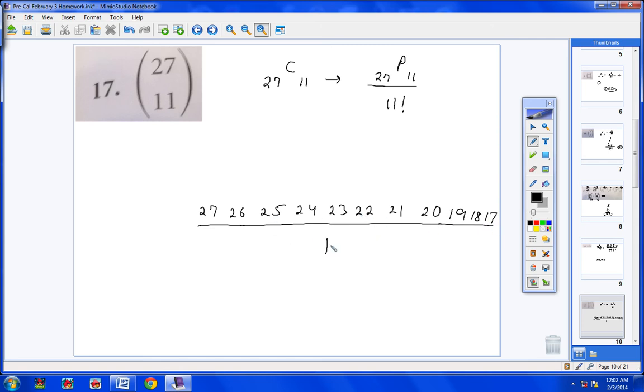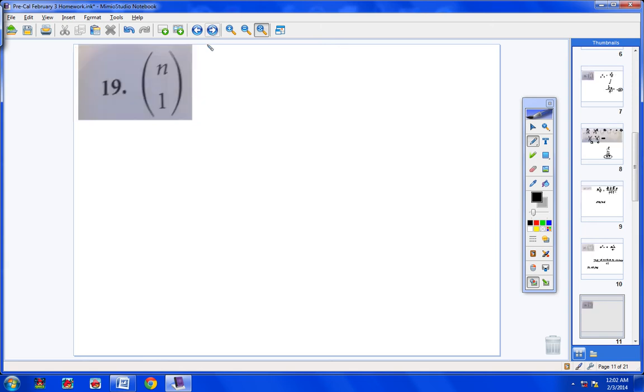All over 11 factorial. And let your calculator do the work for you on that one. That's a lot of work. And if you type it in correctly, you will come out with 13,037,895. All right, there we go. Moving on to number 19.